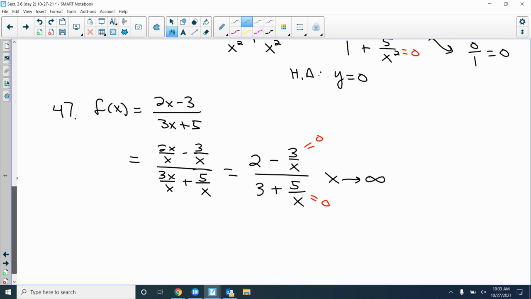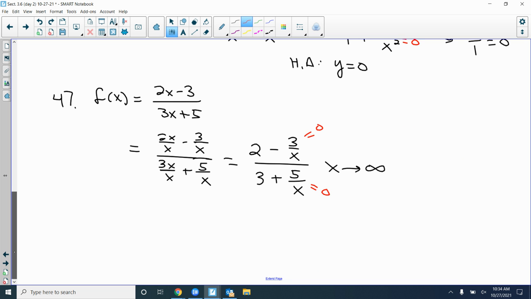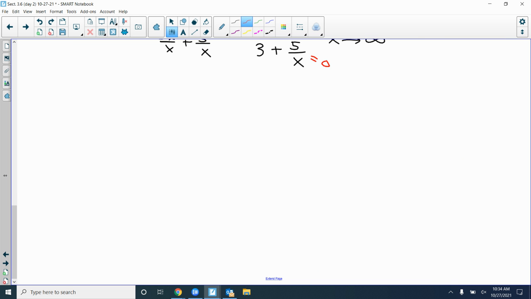If the degree of the numerator is smaller than the degree of the denominator, it's always going to be 0. If the degrees are the same, it's going to be the coefficients. So if I got, and I'm just making this up, g of x equals 7x squared over (x minus 3)(2x plus 5), you would have to understand that the denominator is x squared, right? What would be that horizontal asymptote? 7/2. 7 over 2. Does that make sense? Okay.